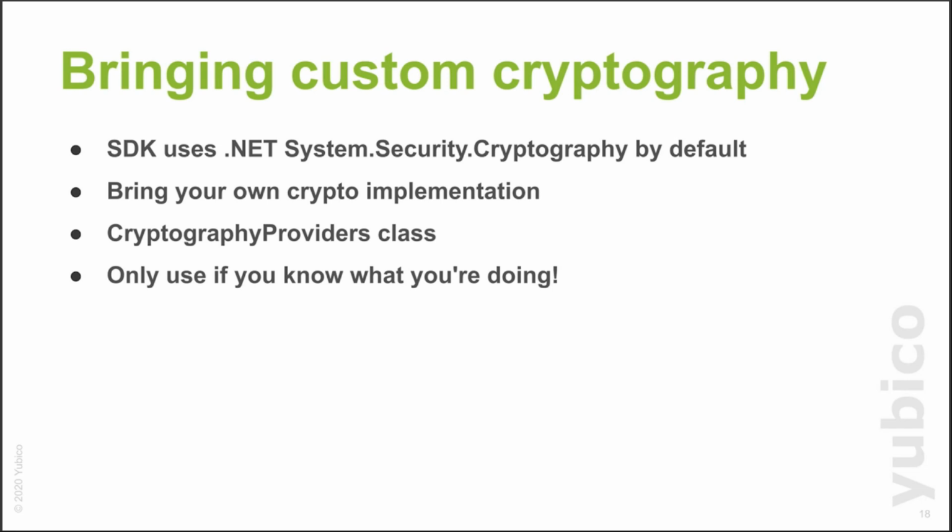Now let's move on to a more advanced topic. As stated earlier in the presentation, we built this SDK with modularity in mind. This includes the ability to swap out the default crypto implementation with your own. By default, the SDK uses the cryptography provided by the .NET base class libraries. These are the classes that live within System.Security.Cryptography. Keep in mind, though, that this is only for swapping out any crypto functions that the SDK uses directly.